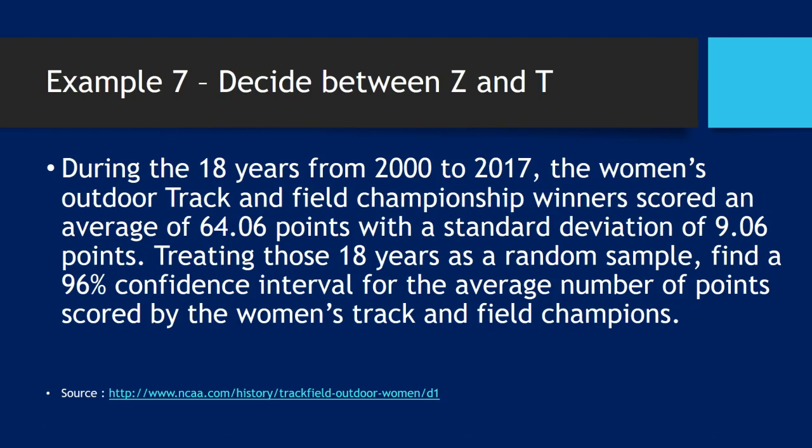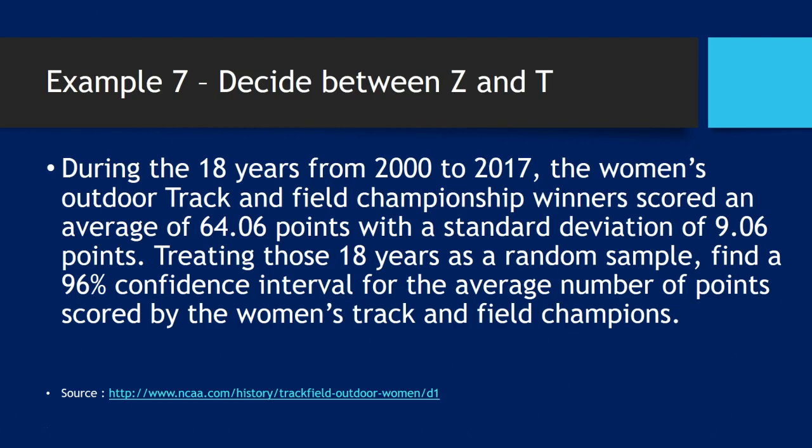All right, so we're looking at the women's outdoor track and field championship winners, and we're looking at their average. It doesn't say sample or population. So we say during the 18 years from 2000 to 2007, the women's outdoor track and field team scored an average of that many with a standard deviation of 9.06. Treating those 18 years as a random sample, find a 96% confidence interval for the average number of points scored by those champions.